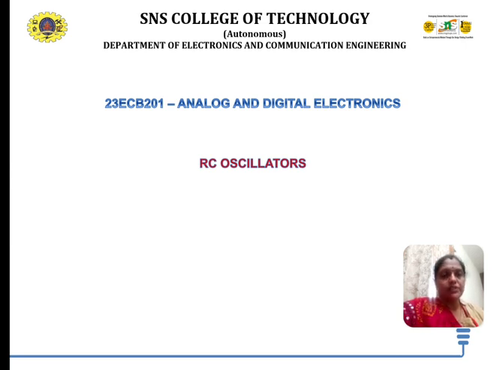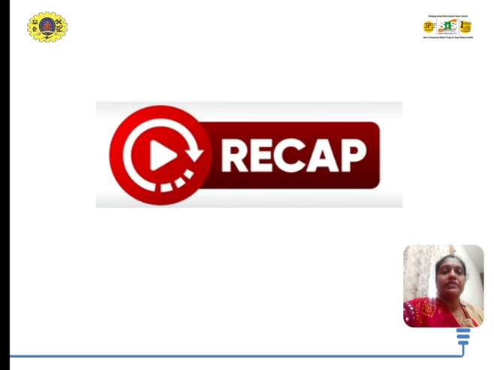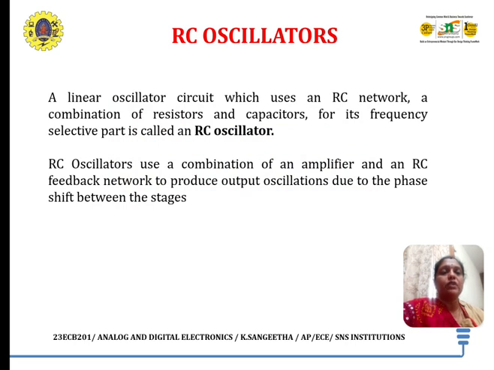So in this video, we are going to discuss about RC oscillator. Let us have a small recap about the previous video. In the previous video, we studied about LC oscillator. LC oscillators use inductors and capacitors, and the types are Hartley oscillator, Clapp oscillator, and Colpitts oscillator. So let us move on to the RC oscillator.